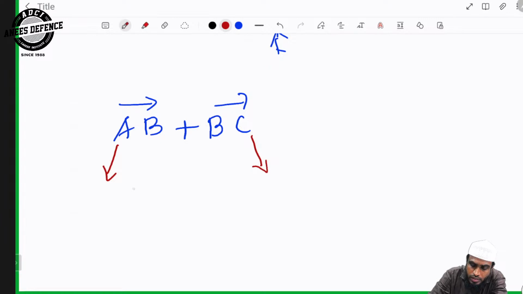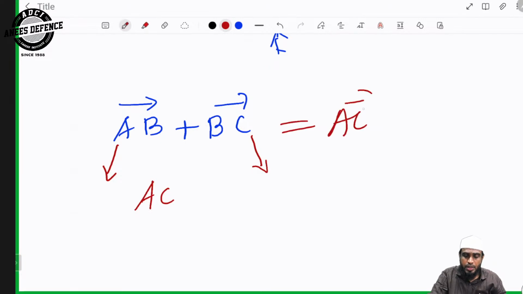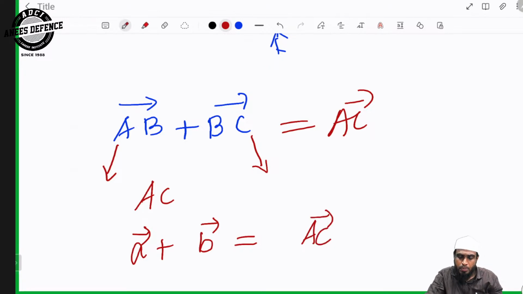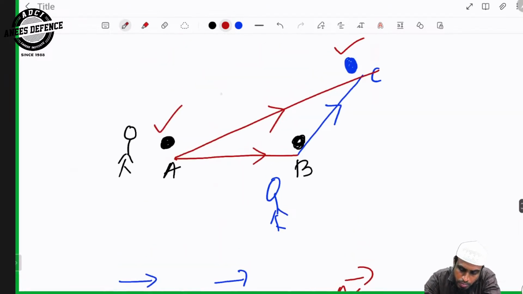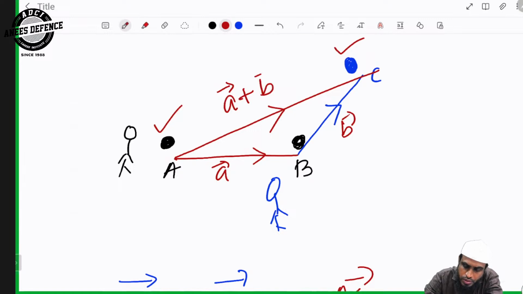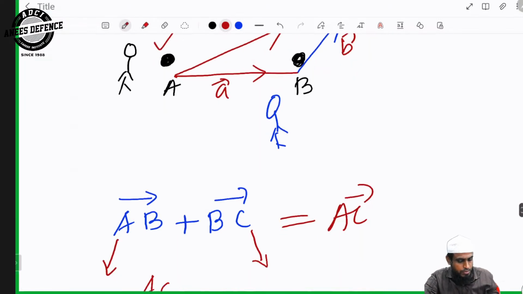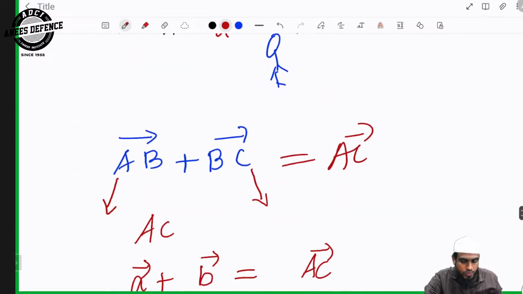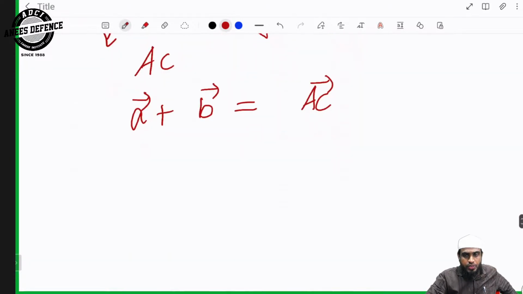So what is the resulting vector? AC. So AC can be written as AB plus BC equal to AC. If AB is considered as vector A and BC is considered as vector B, then AC can be represented as A plus B. So this is the case of triangle law of addition.